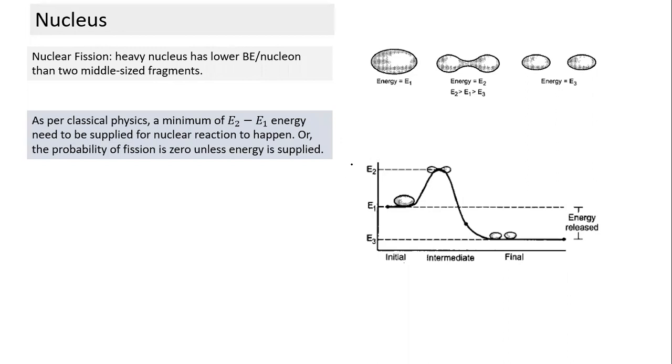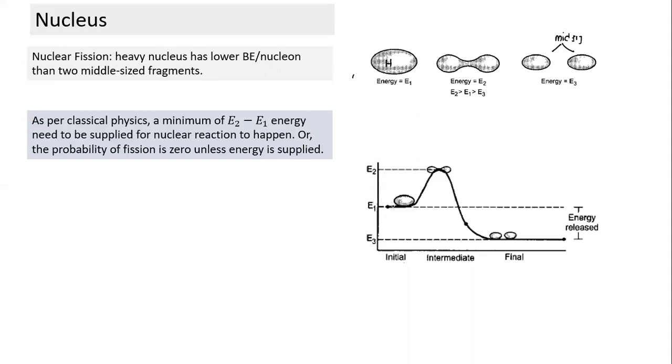We depicted something like this, as a kind of analogy. Just assume there's something here. This is a radioactive nucleus. It has energy E1. When this heavy nucleus breaks into two mid-sized fragments, the energy associated is E3. This energy compared to E1 is lower, and hence it is more stable, and energy gets released.